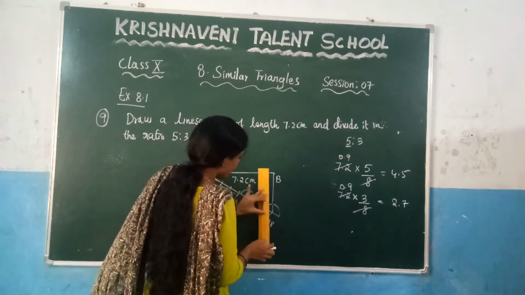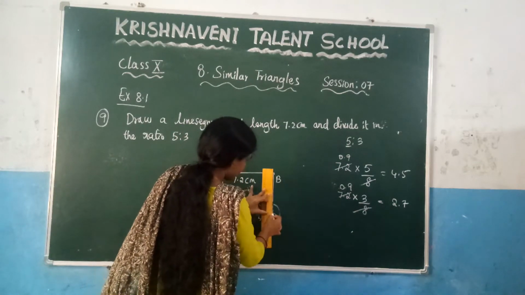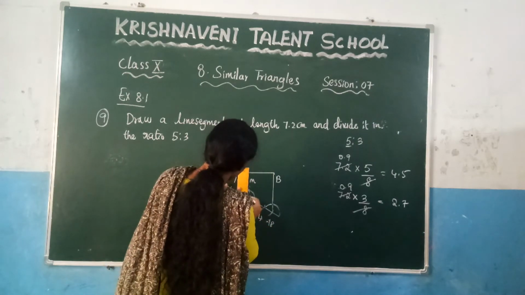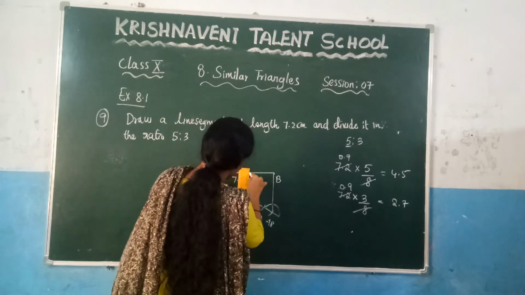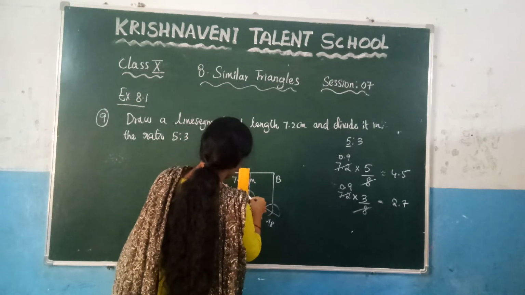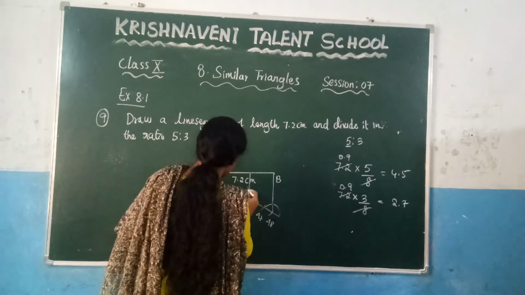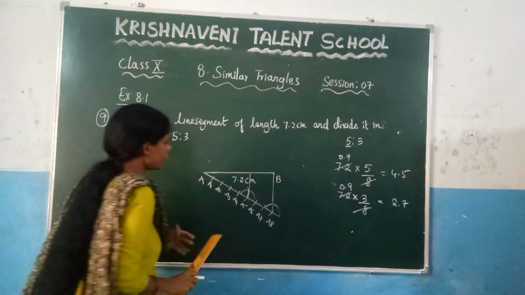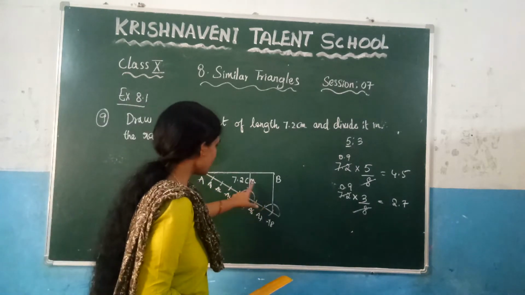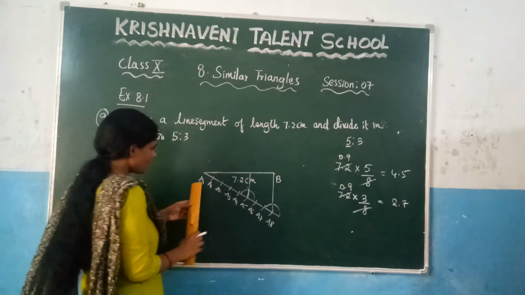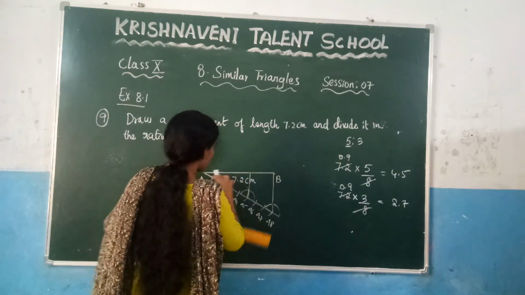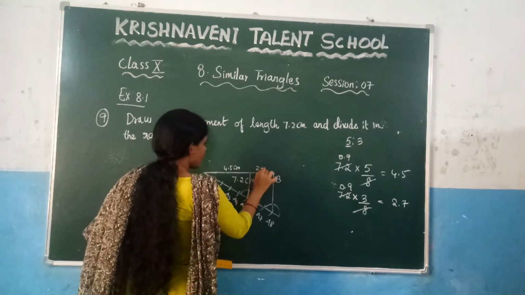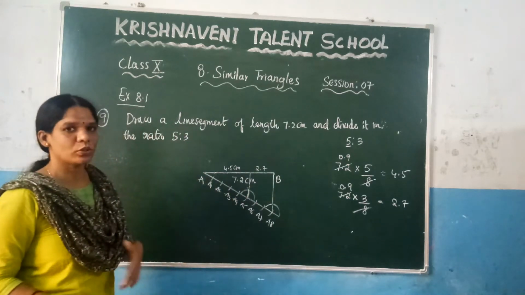You just need to see that this line is parallel to this line. So draw it here. Clearly you can observe that this line and this line are parallel, and if you measure this line segment, definitely it should be here. What is the length of AB? It should be 4.5 and this one should be 2.7. Like that you need to draw.